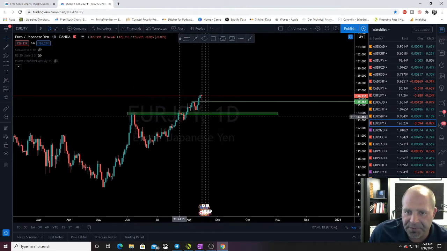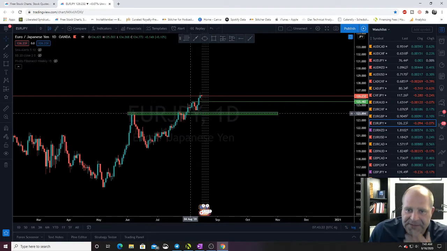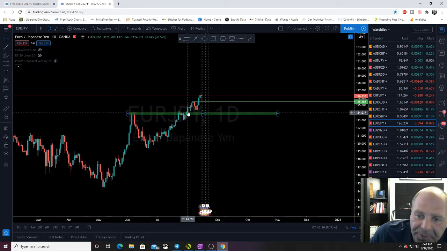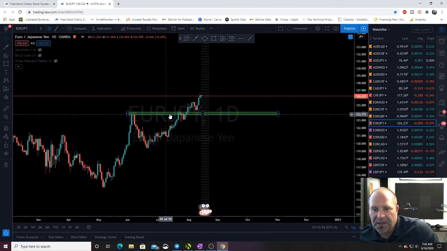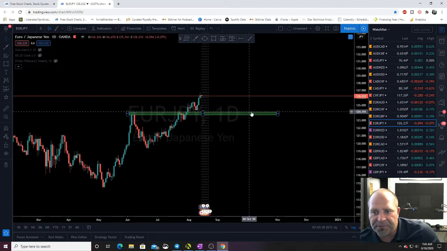Forward resistance, we struggled to break it. We finally broke it. We attempted to retest. You can say we retested it, that daily candle right out of the gate. Then we're on our way up.